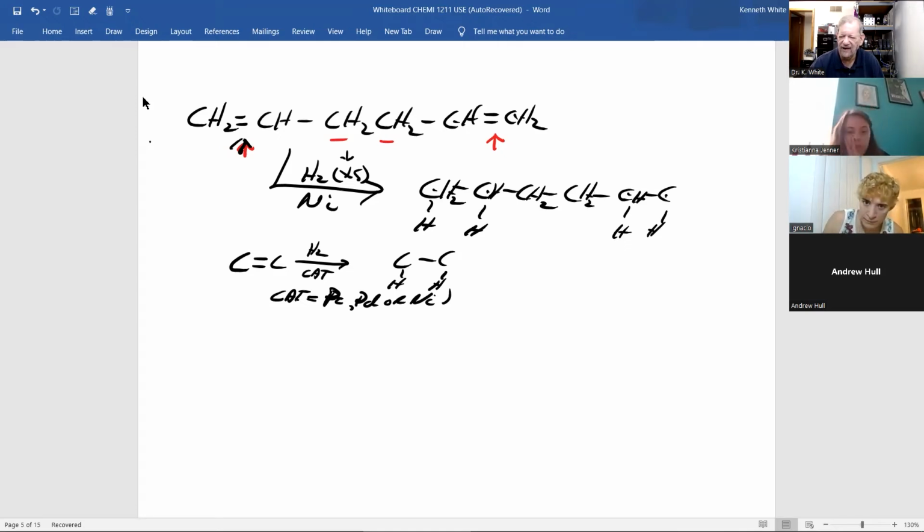And I can put in my hydrogens. And that's what happens. So whenever you have a double bond separated by one or more carbons, they react like they're alone.